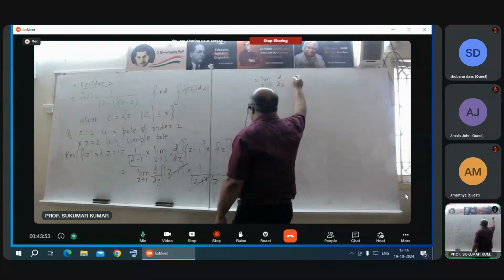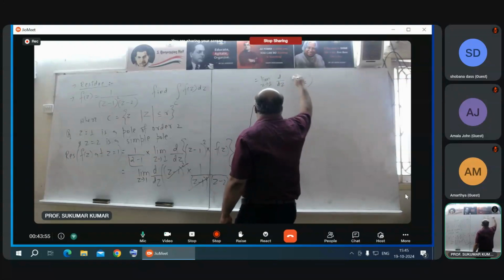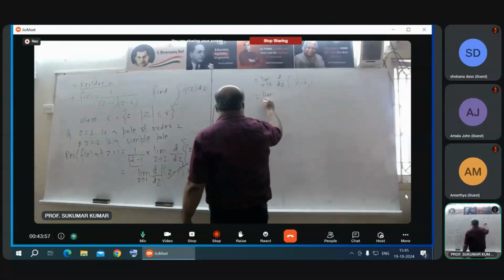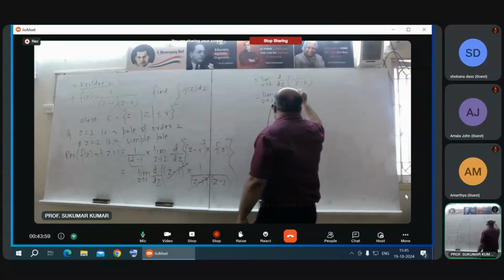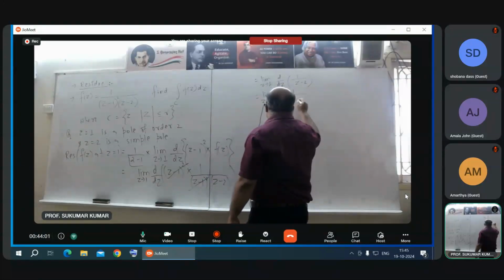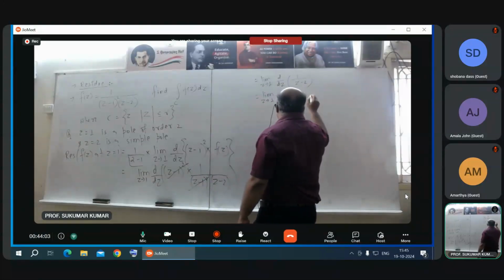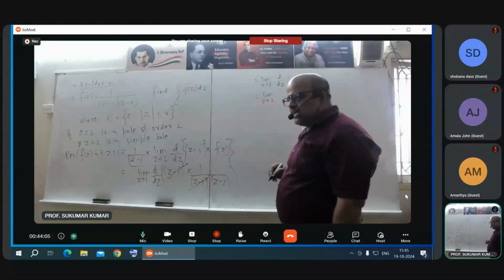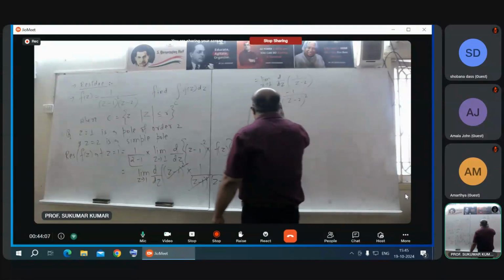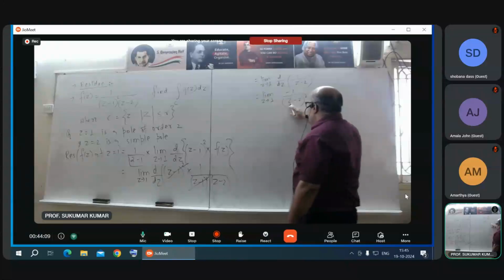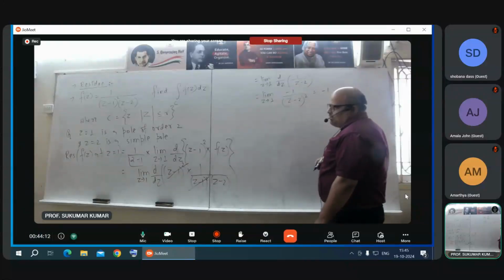So we will just take the derivative of 1 by z minus 2, a single derivative. So I think it is minus 1 over (z minus 2) squared, correct? After that we will put the limit. Here we put z equal to 1, so anyhow minus 1 will come.